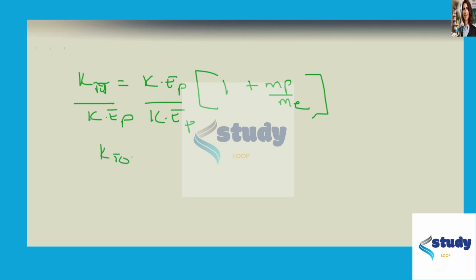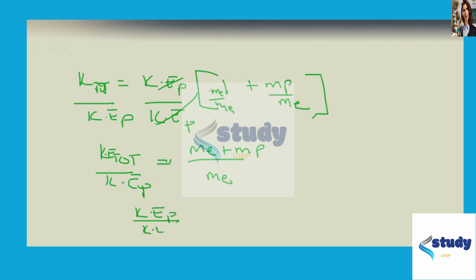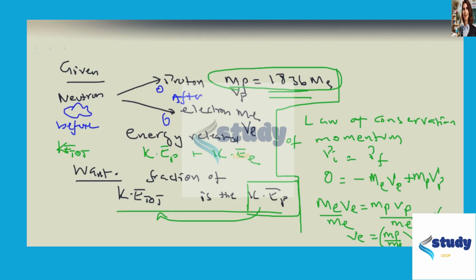So we have total over kinetic energy of the proton, like that, equals, these two cancel out. We can put a common denominator there, mass of electron, so we're multiplying both sides by me over me. So this is mass of electron plus mass of the proton. And then we're going to flip it because we want the fraction. So kinetic energy of the proton over the total kinetic energy becomes the mass of the electron over the mass of the electron plus the mass of the proton.